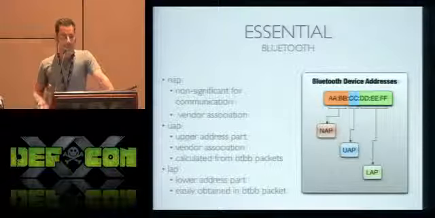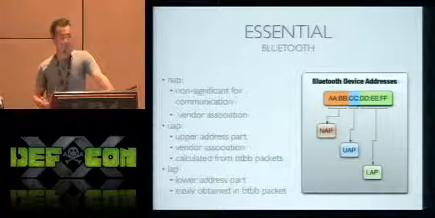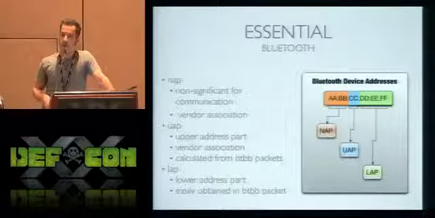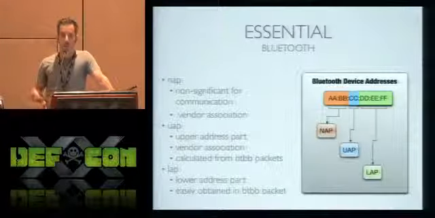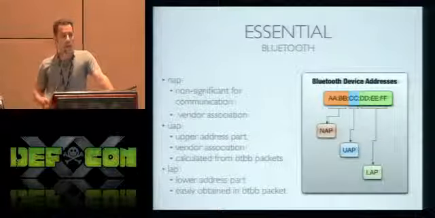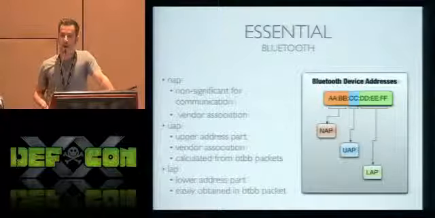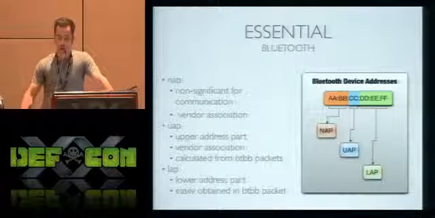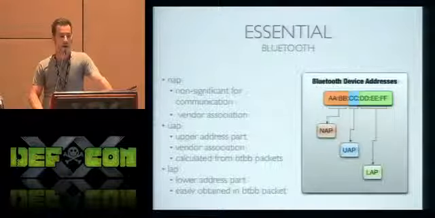The other thing that we tend to do with Bluetooth addresses is split them up into three subsections: the NAP, the UAP, and the LAP. The NAP is the non-significant address part, because we don't need it. And luckily we don't need it, because it's actually the hardest part to obtain when we're passively monitoring Bluetooth. The UAP can be derived.